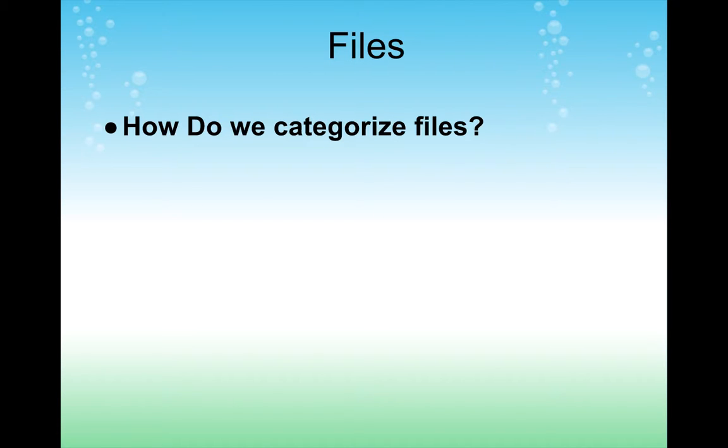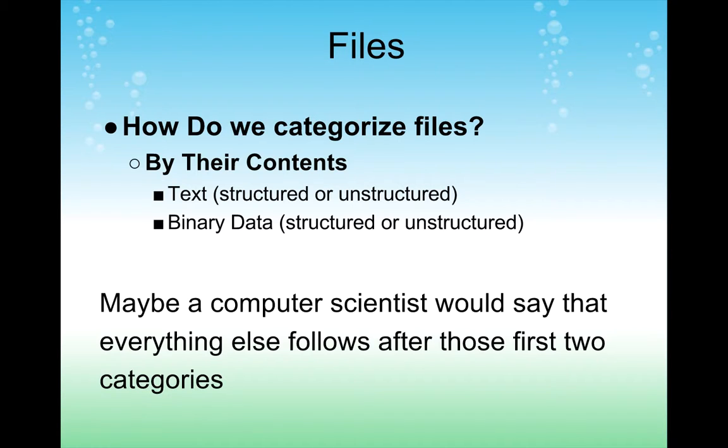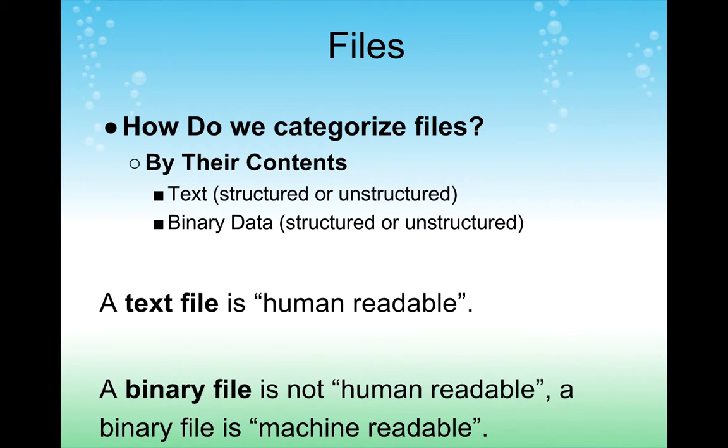A little further, how do we categorize files? Well, right, by the contents, it's text or binary. Computer science might say, well, everything else follows, but we're media guys, we'll be more specific because we're doing this for a job. Text file we can read, it's human readable. Binary file is machine readable. Right?